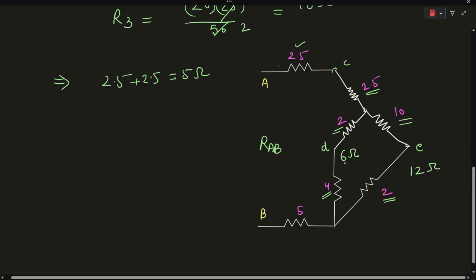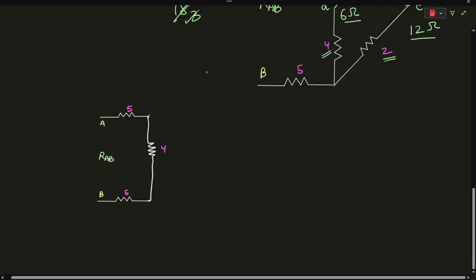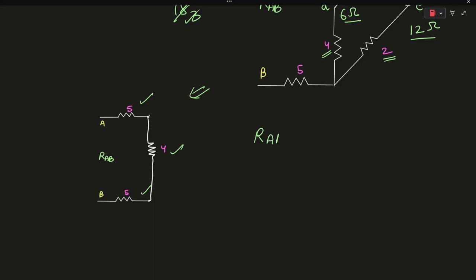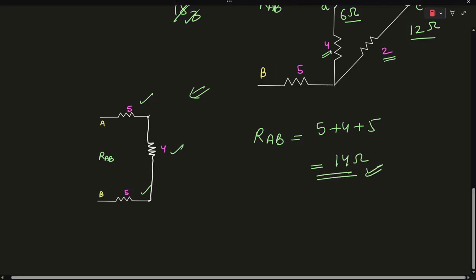Since the 6 ohm resistor and 12 ohm resistor are connected in parallel, their equivalent will be 6 parallel 12, which is 6 into 12 upon 18, equal to 4 ohms. After that, we are getting 3 resistors connected in series. So the equivalent resistance RAB will be equal to 5 plus 4 plus 5, which is 14 ohms. I hope it is clear.